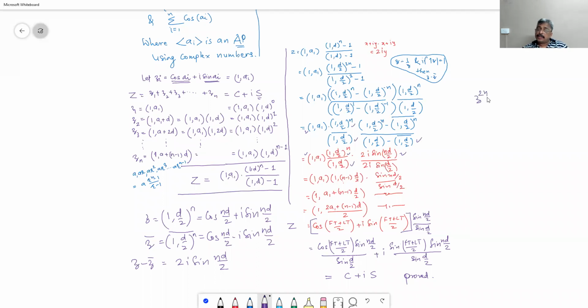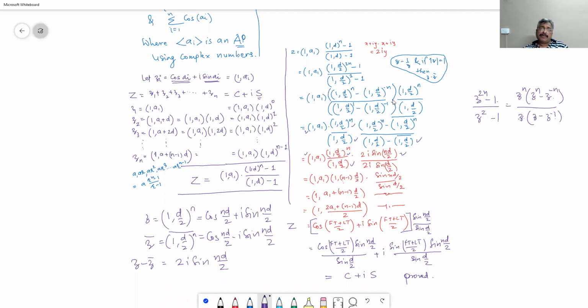Z raised to 2n minus 1 upon z square minus 1, which is equal to z raised to n inside bracket z raised to n minus z raised to minus n, divided by z inside bracket z minus z raised to minus 1. Now if we multiply these two, we get z raised to 2n. If we multiply these two, we get 1. If we multiply these two, we get z raised to 2. If we multiply these two, we get 1. So this is the step in this entire proof.